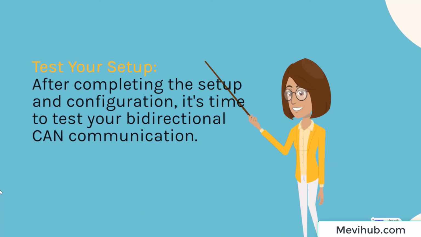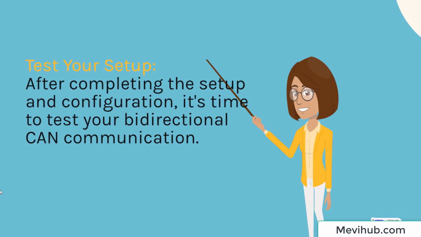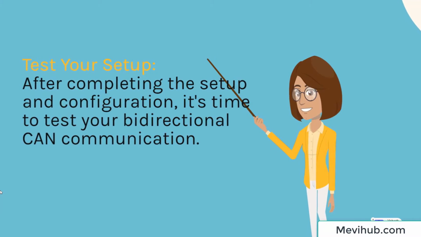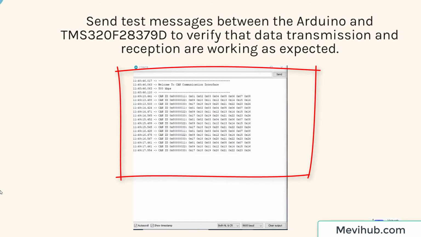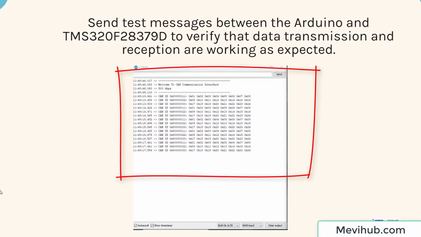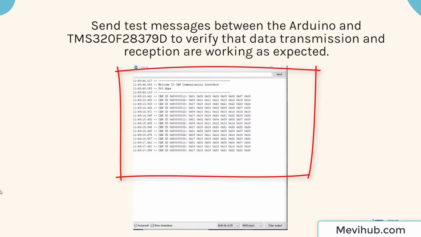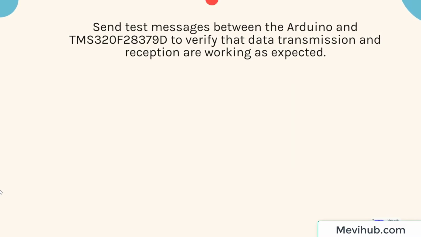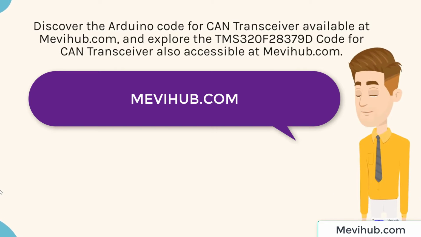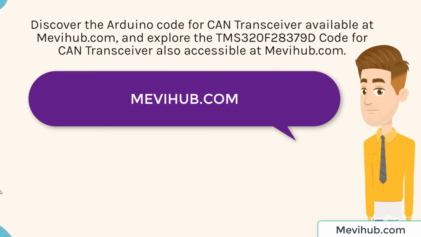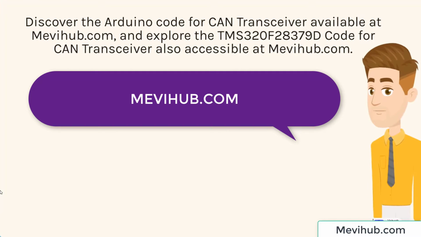Test your setup. After completing the setup and configuration, it's time to test your bidirectional CAN communication. Send test messages between the Arduino and TMS320F28379D to verify that data transmission and reception are working as expected. Discover the Arduino code for CAN transceiver available at mevahub.com and explore the TMS320F28379D code for CAN transceiver also accessible at mevahub.com.